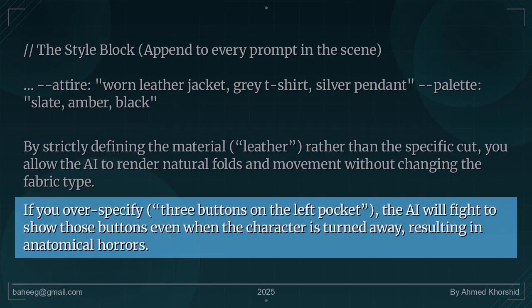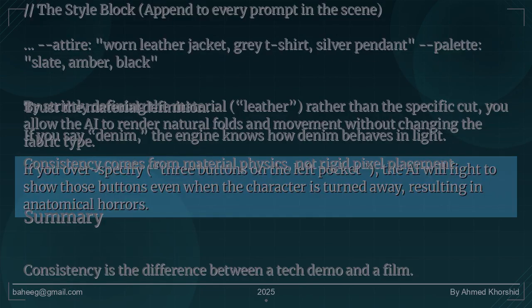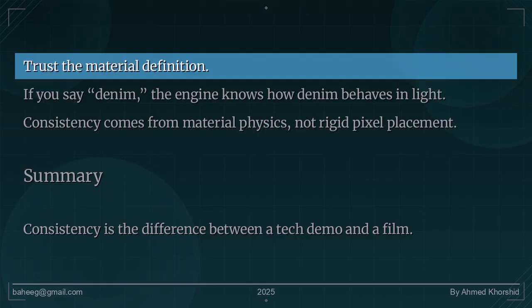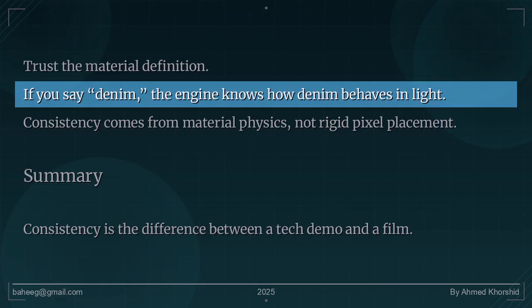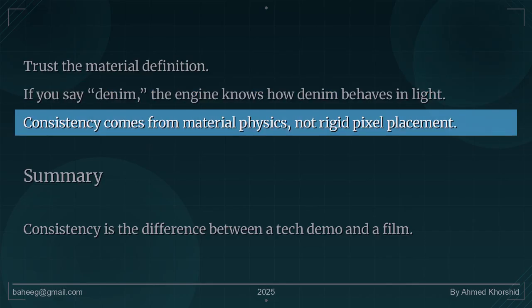If you overspecify 3 buttons on the left pocket, the AI will fight to show those buttons even when the character is turned away, resulting in anatomical horrors. Trust the material definition. If you say denim, the engine knows how denim behaves in light. Consistency comes from material physics, not rigid pixel placement.